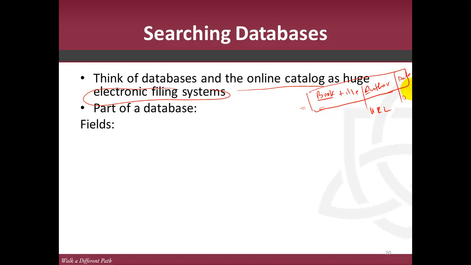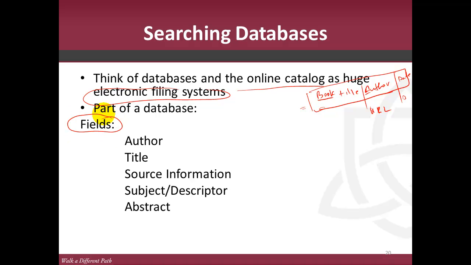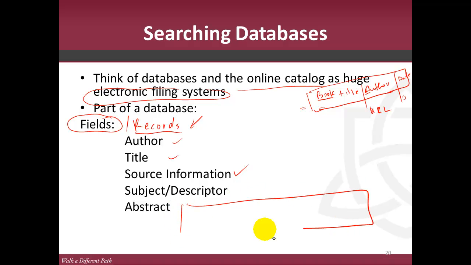So parts of a database are the fields that you can search for, and the records. The most common one is actually the word record here. Like I said earlier, you have author, title, source, and the description. You could have what's called an abstract. This is basically a brief summary about this item, that book, or whatever it may be.